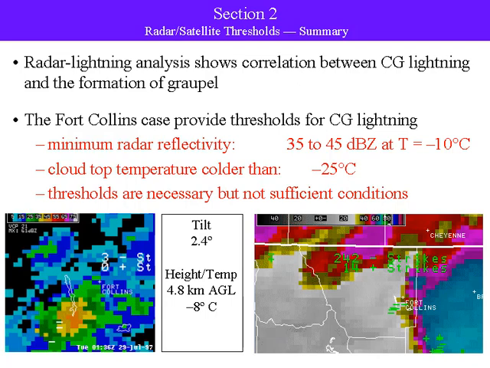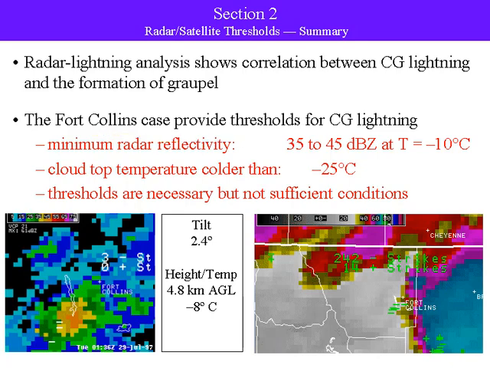So in summary, what the Fort Collins case shows us is that the radar and lightning data together, along with the very useful dual polarization data from the CHILL radar, confirm this correlation between CG lightning and the formation of ice in the cloud, the graupel-ice collision mechanism. It also provides us with some thresholds for CG lightning.